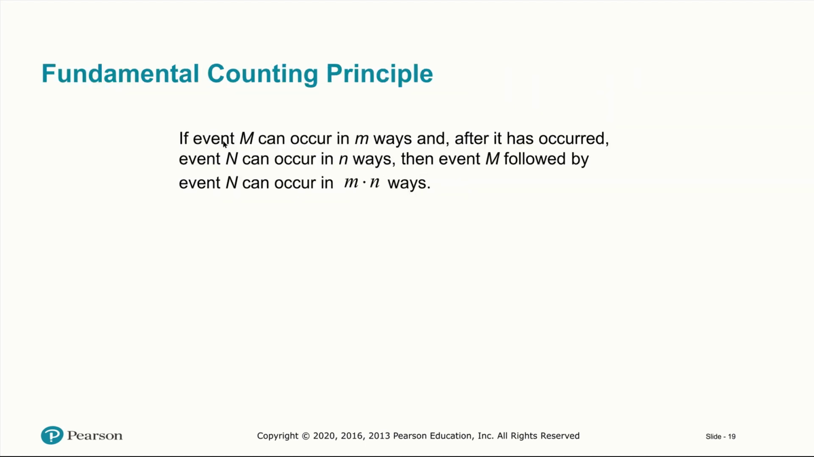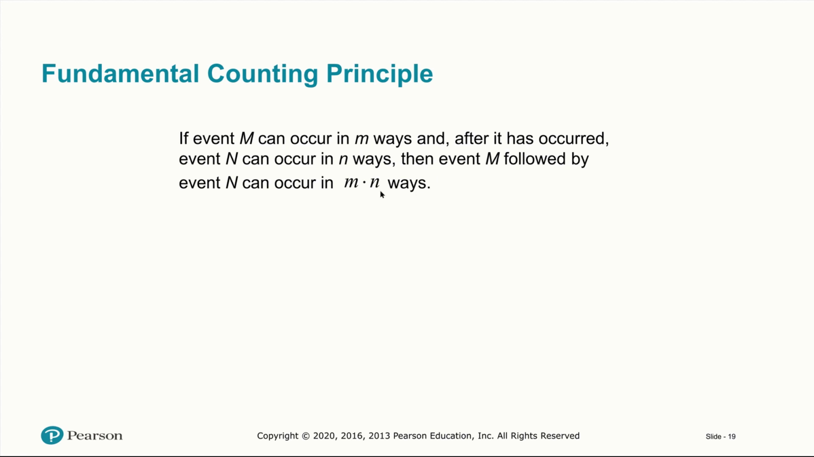Now, this brings us to one of the most important concepts in counting, which we call the fundamental counting principle. If one event, let's say event M, can occur in m ways, notice capital M and lowercase m, so there's no confusion, and after it has occurred, another event N can occur in n ways, then event M followed by event N can occur in m times n ways. Okay, so that is a very, very useful way of saying this.